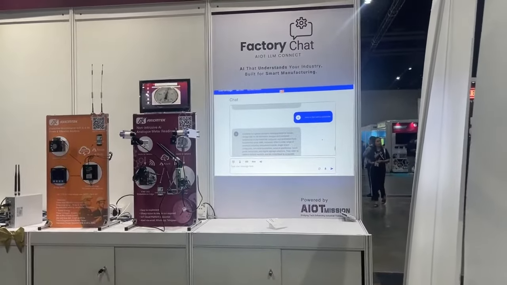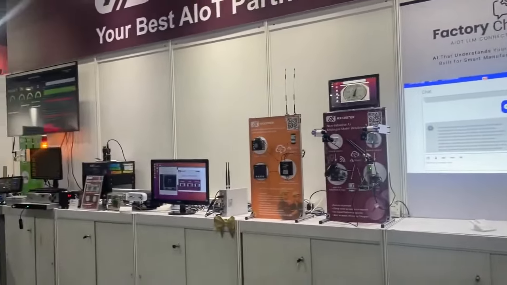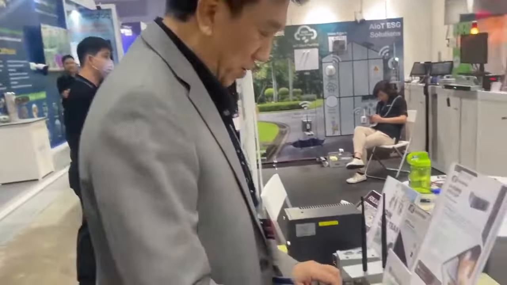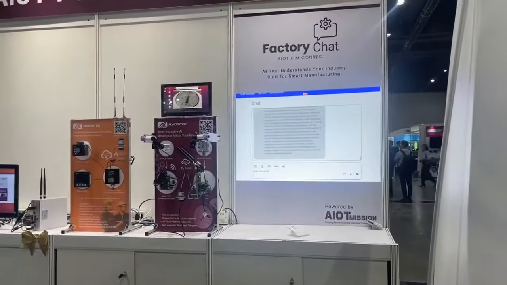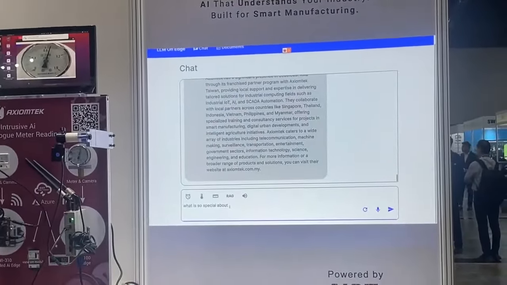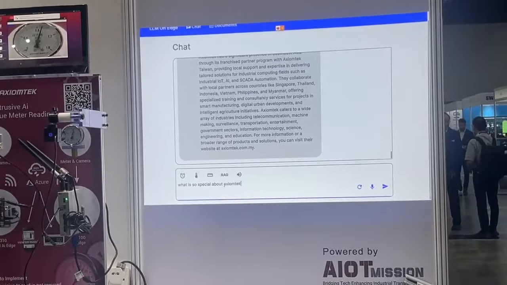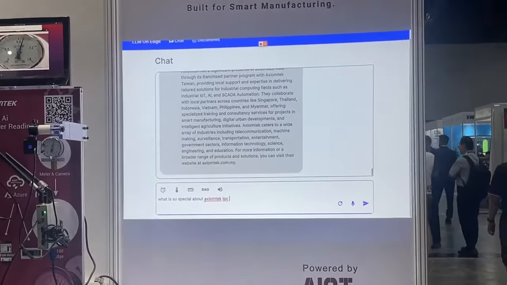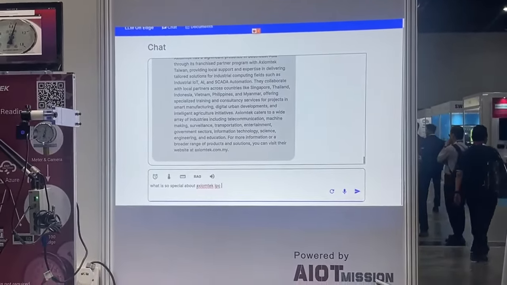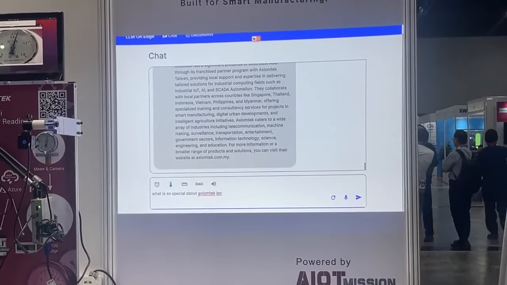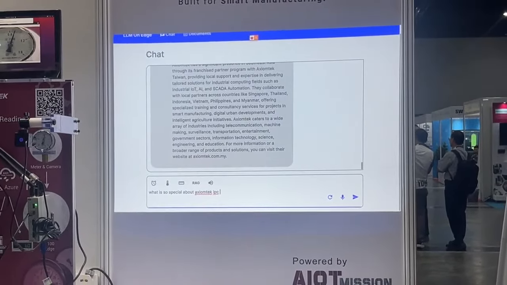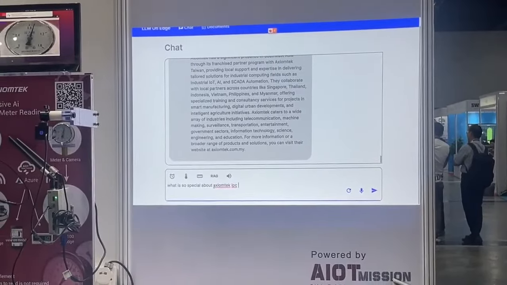So for example, we ask, okay, I will type again. I will ask what is so special about ExomTech IPC. I didn't know because we only put in about three PDF files to talk about a little bit about ExomTech only or some of the industrial PC product. We just want to see whether it can do something out from here. So I just ask. I don't know what the result is. I haven't done that before. Let's see.